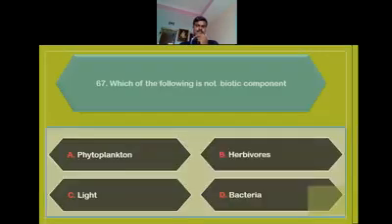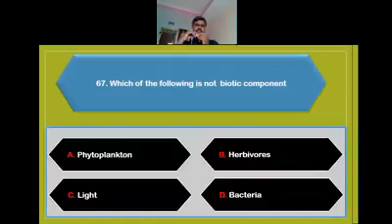Herbivores, these are type of organisms that eat the plants and their products. Light is non-living, an abiotic factor. Bacteria, living. A, B, D are the living organisms. But C is the non-living factor, abiotic factor. Question is, which of the following is not biotic? That means abiotic. It's not a biotic component. So, obviously, the answer will be light. Let us check the answer. It is light. It is the light which is the right answer. Moving to the next question.